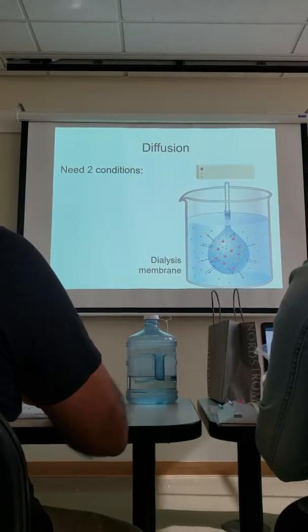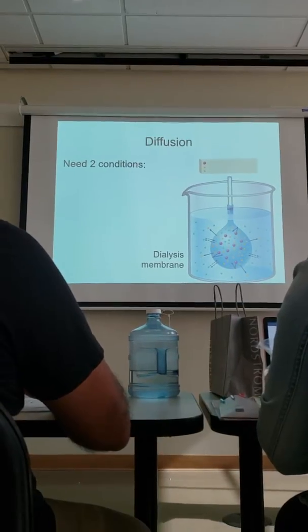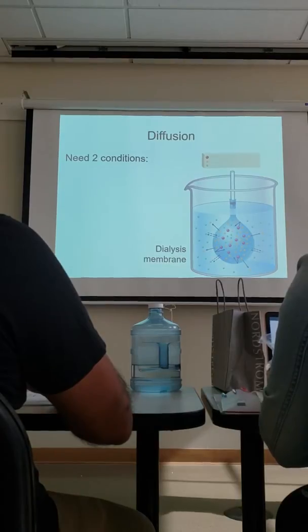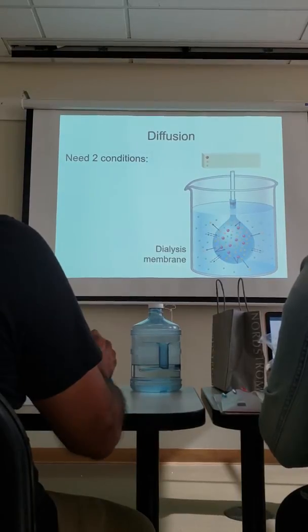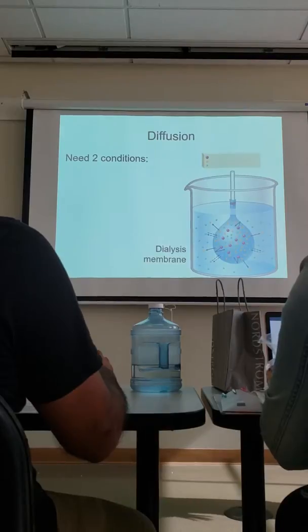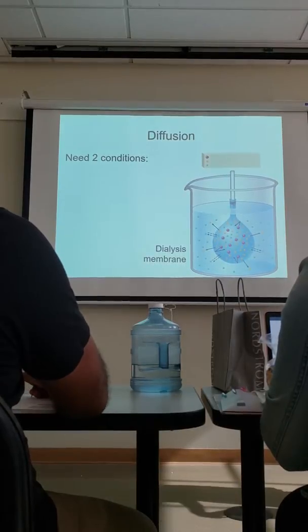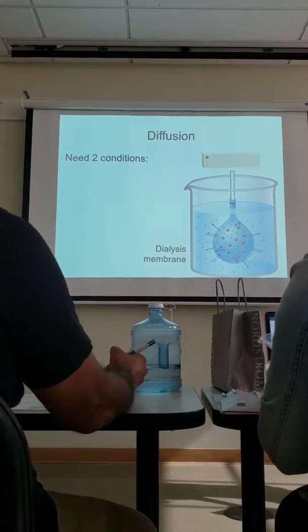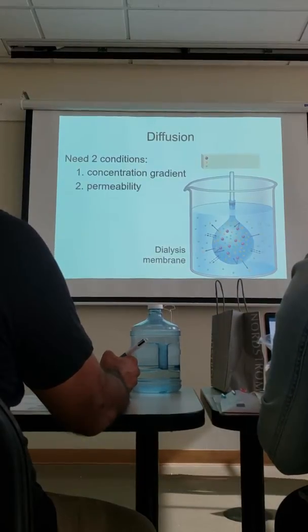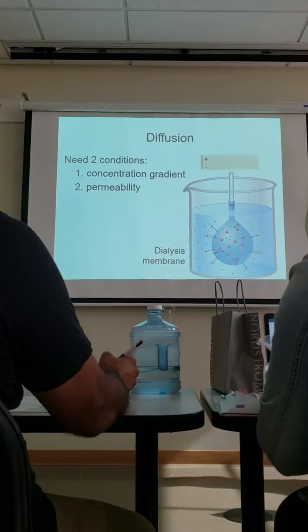Permeability. Remember, the crystals aren't permeable in air, so if you just had potassium permanganate or methylene blue in the air, there's no diffusion because it's not permeable in air. You had to place it in water because that was permeable. So double check, make sure you have your two conditions: the concentration gradient, high to low, and the permeability.